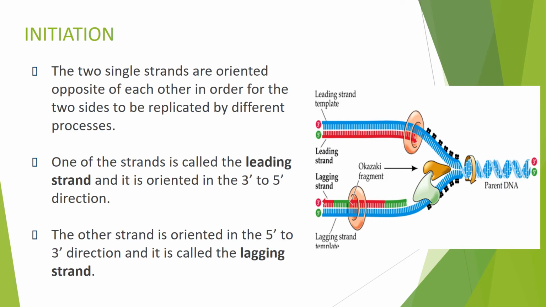The 2 single strands are oriented opposite of each other in order for the 2 sides to be replicated by different processes. One of the strands is called the leading strand, and it is oriented in the 3' to 5' direction. The other strand is oriented in the 5' to 3' direction, and it is called the lagging strand.